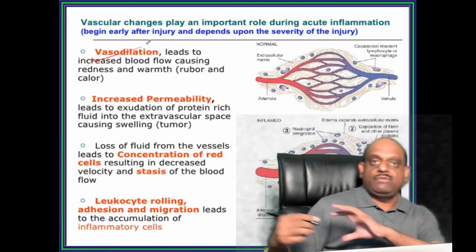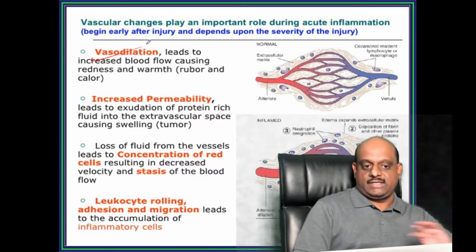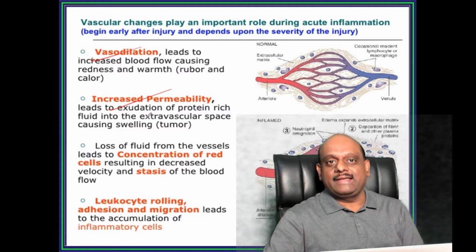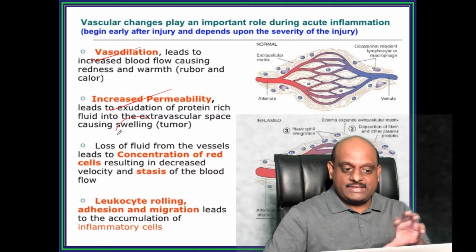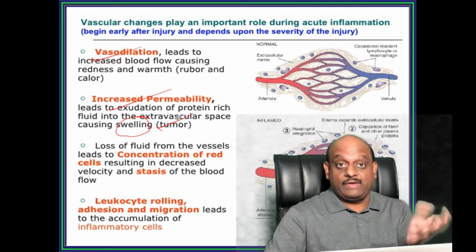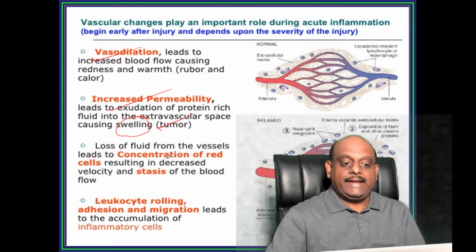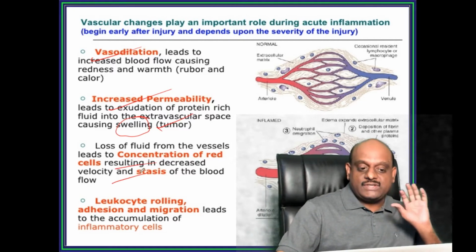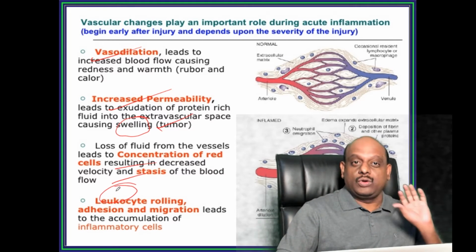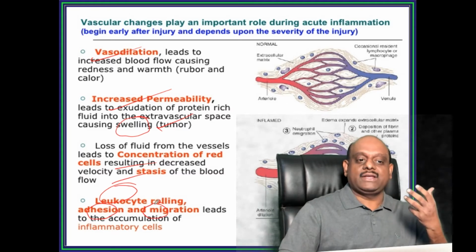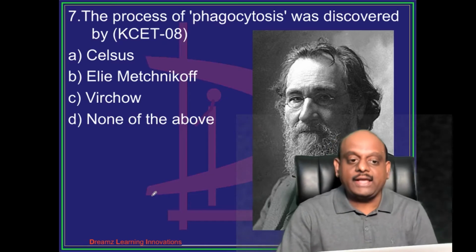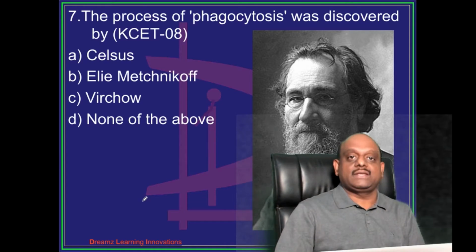So vasodilation will bring more amount of the blood. That's the reason there is a rubor and calor. There is an increased permeability. Because of that there is an edema that leads to swelling, which is called tumor, and there is a hemoconcentration, stasis of the flow, leukocyte rolling, adhesion, migration. They are all the vascular changes which are important in acute inflammation.